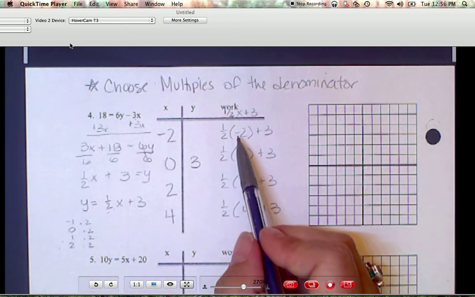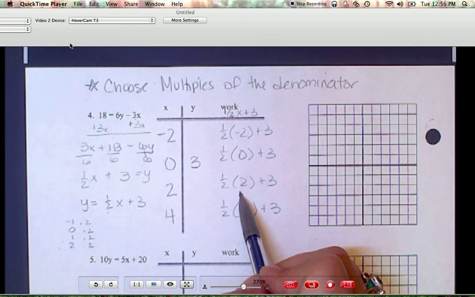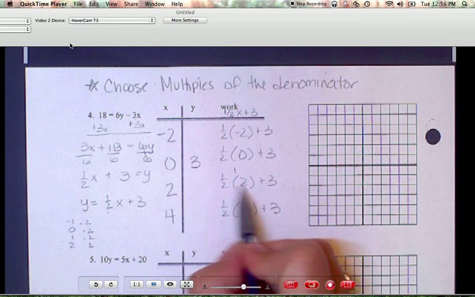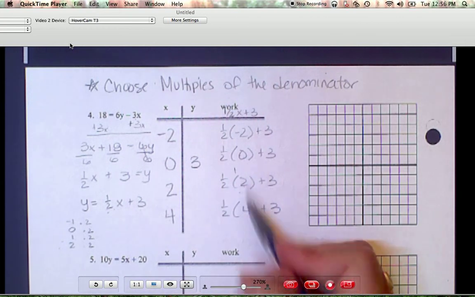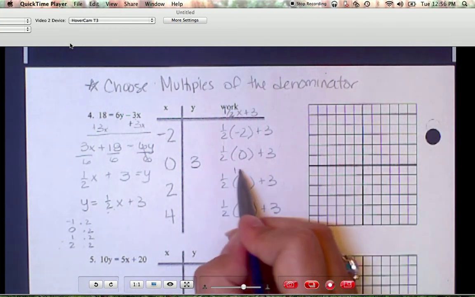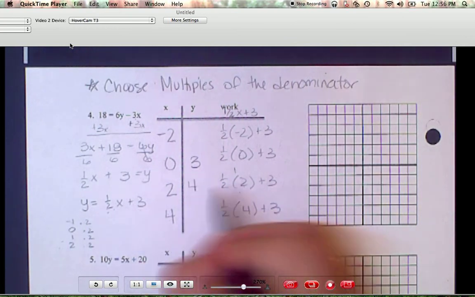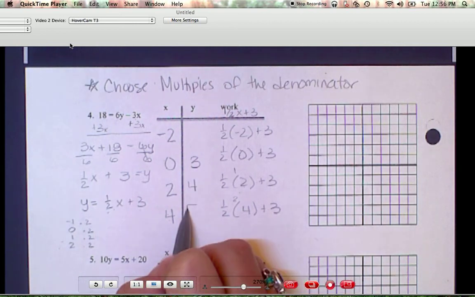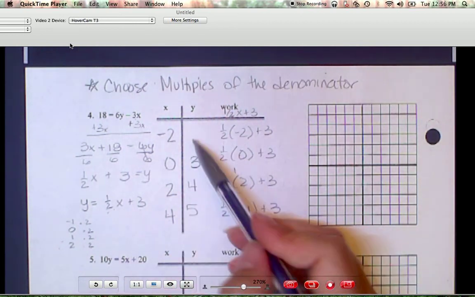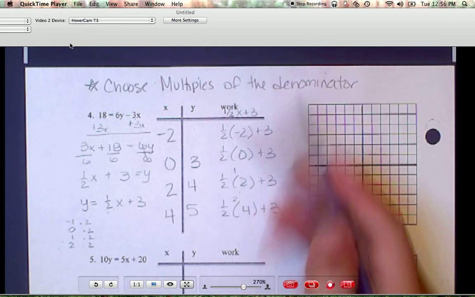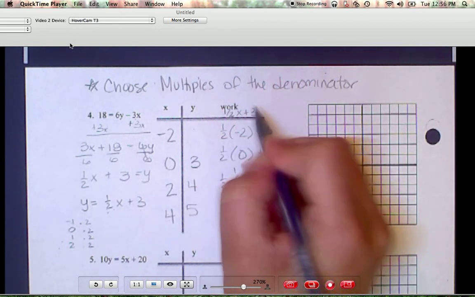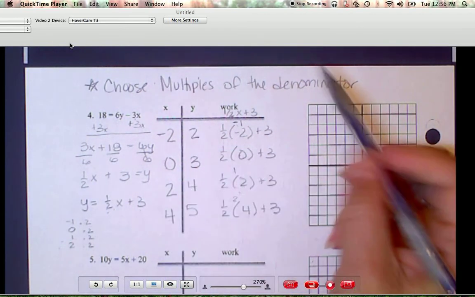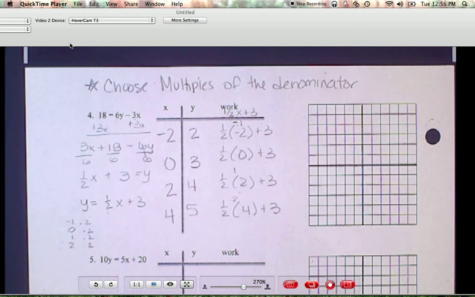Now I'd say skip the negative for now, and let's go into the positives, and then you can come back and do that. Half of 2 is 1. So that was nice and pretty because of the multiples of 2 that we did here. So half of 2 is 1, and 1 plus 3 is 4. Half of 4 is 2, and 2 plus 3 is 5. Now you can probably guess what this one should be if you look at the pattern, but let's work through it. Half of -2 would be -1, and -1 plus 3 is 2. So 2, 3, 4, 5. You can see the pattern there.